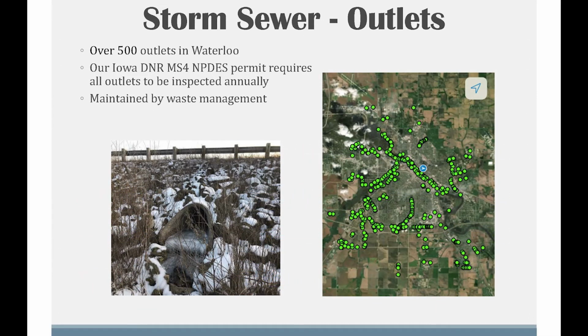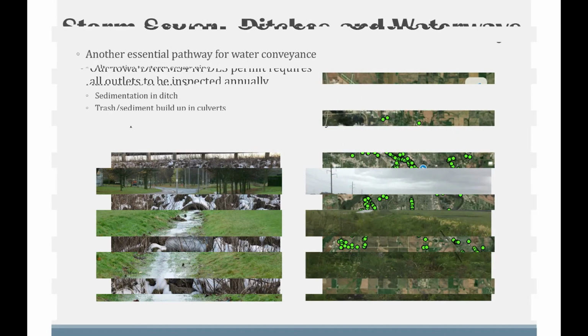So as it goes through the storm sewer system, it does have to outfall into the water bodies. And we have about 500 of these throughout the city. And again, part of the permit that we have requires us to inspect all of these outlets annually. These inspections just make sure that they're not blocked at all, so the water can flow like it's supposed to, and that there aren't any illicit discharges occurring from any of these. And again, these ones are maintained by waste management.